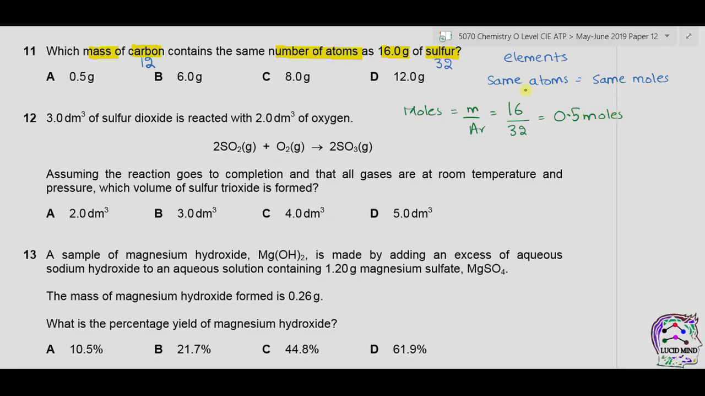As we know that same moles mean same atoms, so therefore 0.5 moles of carbon will be containing same number of atoms as 16 grams of sulfur. So now let's convert moles back into mass. So mass in grams is equal to moles into atomic mass. For carbon, the number of moles will be same, which is 0.5, and the atomic mass of carbon is given, which is 12. So it comes equal to 6.0 grams. So it means that 6 grams of carbon contains the same number of atoms as 16 grams of sulfur. The answer is therefore B.